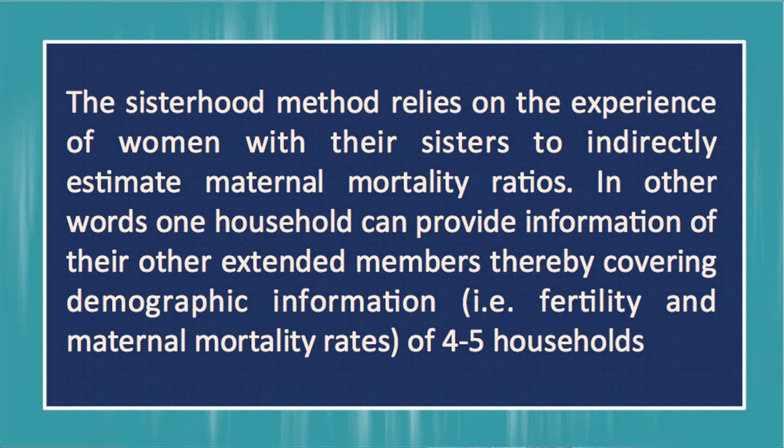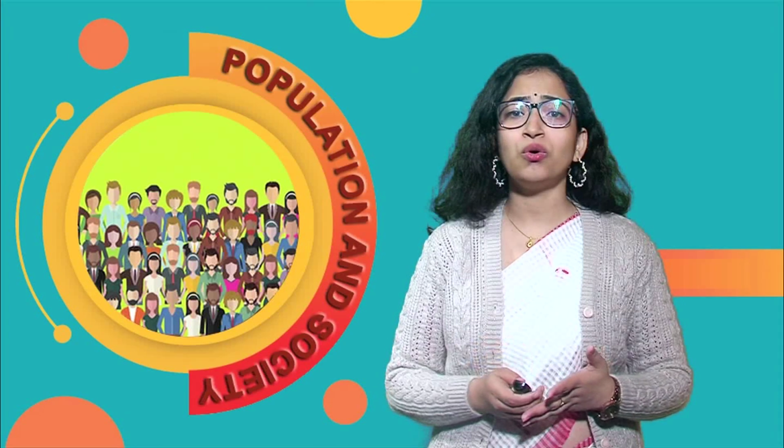In other words, one household can provide information on their other extended members, particularly the women, thereby covering demographic information, that is both fertility or maternal mortality rates, of approximately 4 to 5 households. So, these are some of the methods used to determine population growth and changes when the direct methods fail or fall short in determining the actual data. So, after going through all the types, now we come to the limitations of indirect methods.